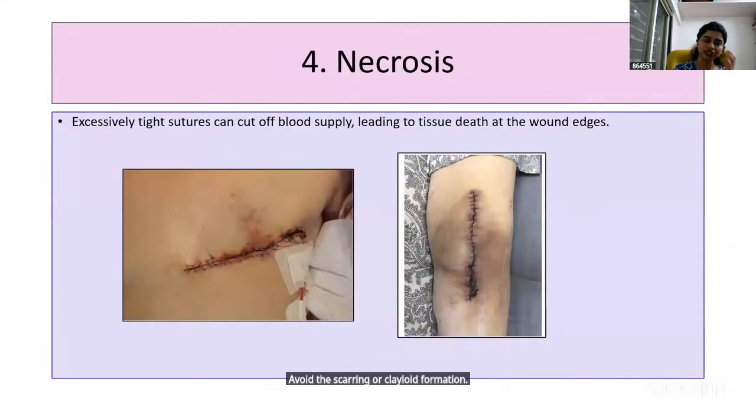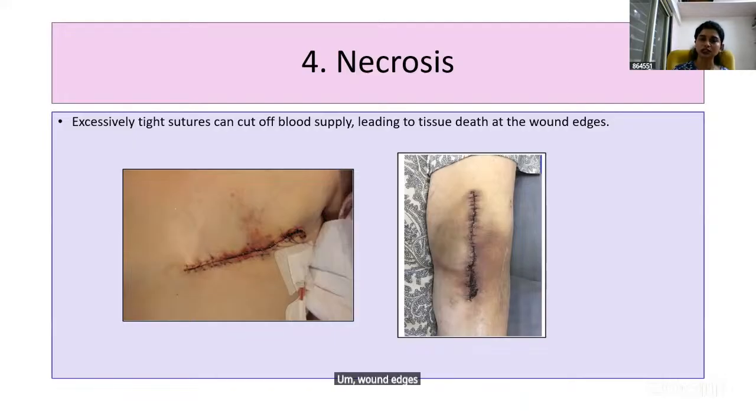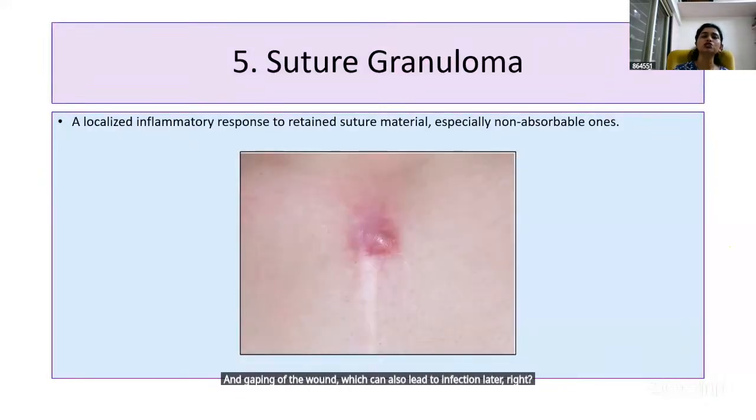Necrosis, I already mentioned in the beginning. If you perform excessively tight suturing, then what will happen? There will be compromised blood supply at the wound edges, and there will be necrosis of those edges, which will cause loss of that tissue. And again, that will obviously lead to dehiscence and gaping of the wound, which can also lead to infection later, right? So one complication of suturing can actually lead to some other complication also, right?